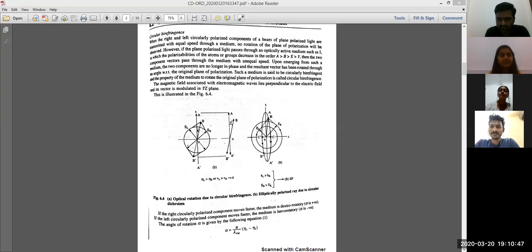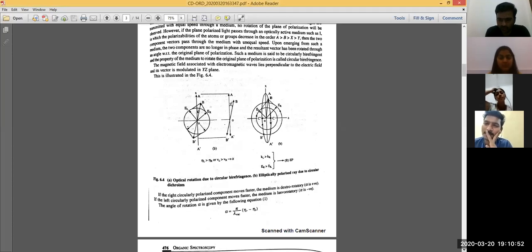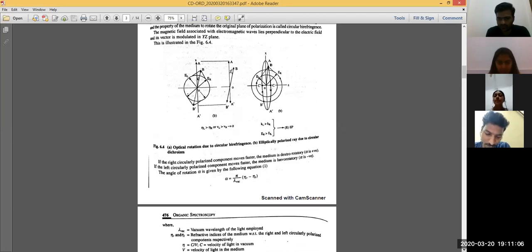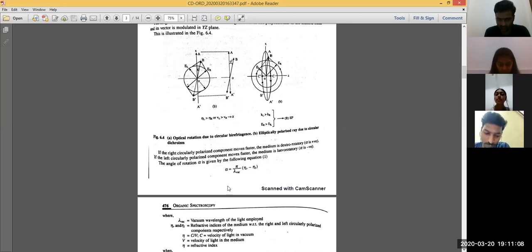Moving back here. So you have elliptically polarized light coming out, and the elliptically polarized light will come out at an angle. Now what is important to note is this formula over here. Can you see alpha is equal to? Can you see this formula? It's also there in the PDF that has been uploaded to you, on page number 475. The formula says alpha is equal to pi upon lambda multiplied by eta R minus eta L.